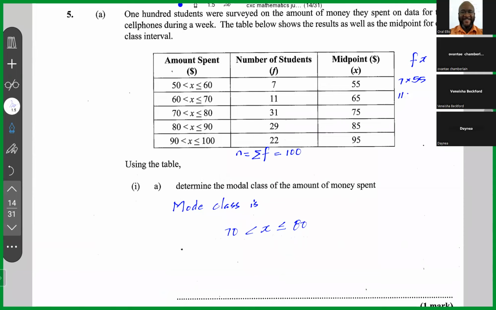Frequency 11 times 65, 31 times 75, 29 times 85, 22 times 95. The mean x bar, or an estimate of the mean, is equal to the sum of fx divided by n.